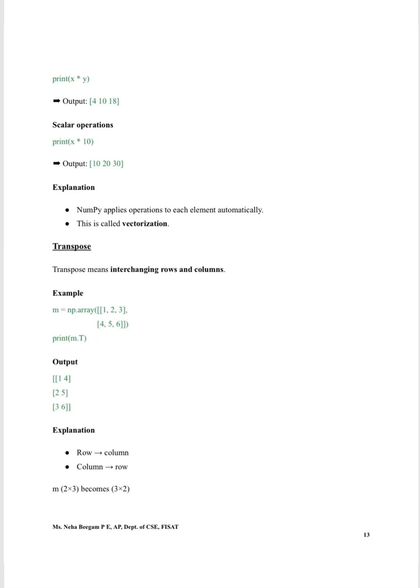Next we are discussing the transpose of a matrix. The transpose means swapping rows and columns. In the given example, a 2 by 3 matrix becomes a 3 by 2 matrix. That is very important for matrix multiplication. It is used in linear algebra, gradient calculations, and neural networks. In the given example, 1, 2, 3 is the first row, 4, 5, 6 is the other row. That can be rearranged in 2 by 3 and 3 by 2 format.